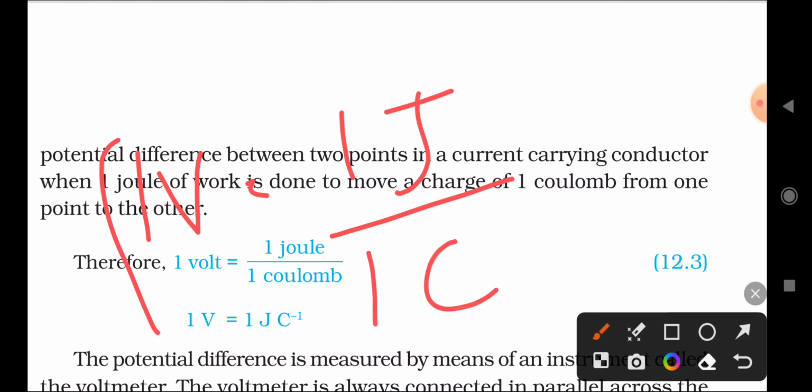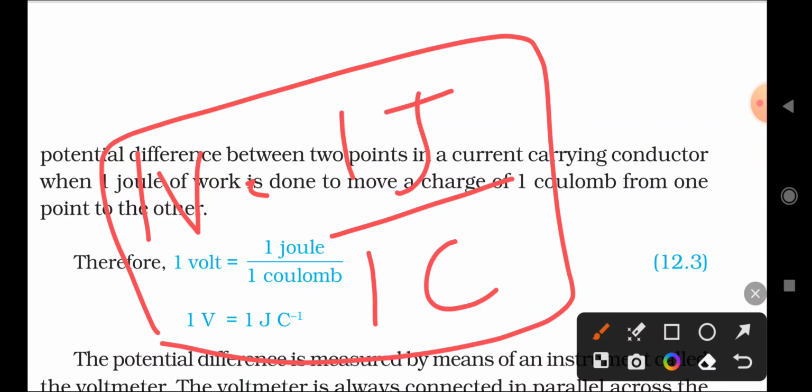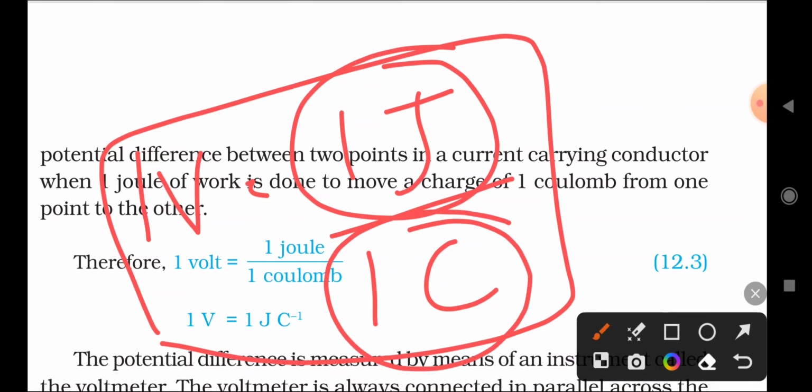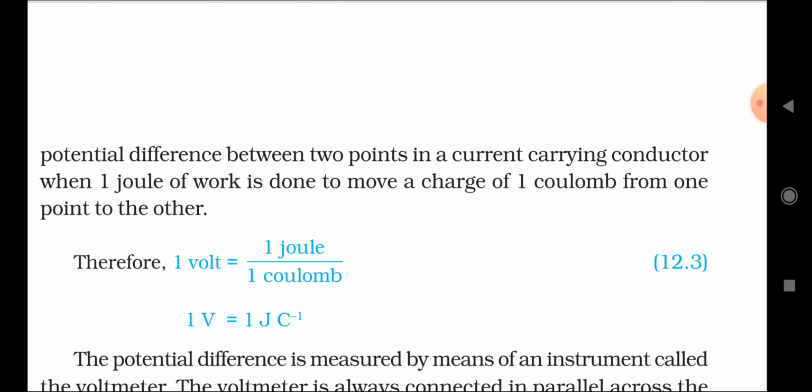This is the formula of what? 1 volt. What is 1 volt? The potential difference between 2 points in a current carrying conductor. 1 joule of energy is required to move 1 coulomb of charge. That is called as what? 1 volt. Okay, remember that.